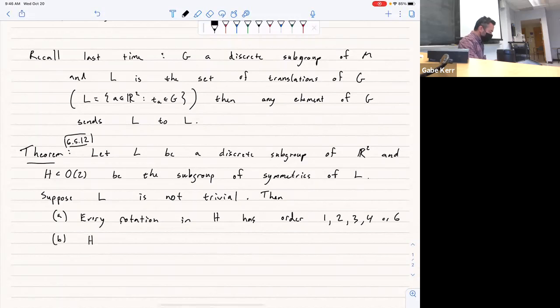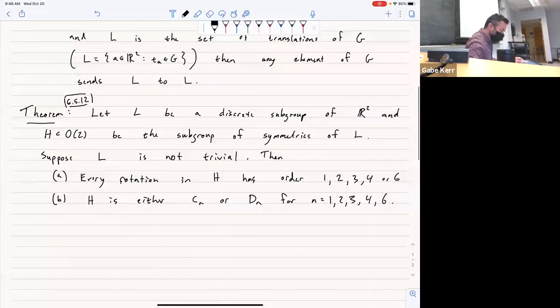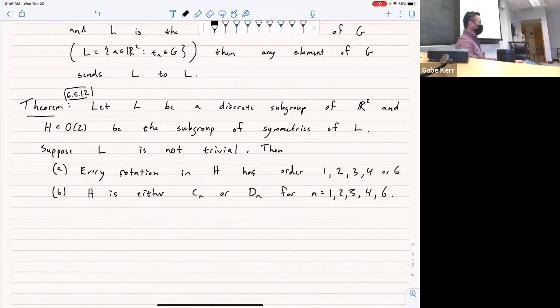And H is either Cn or Dn, with n equaling 1, 2, 3, 4, or 6. That's a really big simplification. We have an infinite number of possible finite subgroups, and now we just got down to a finite set of possibilities.